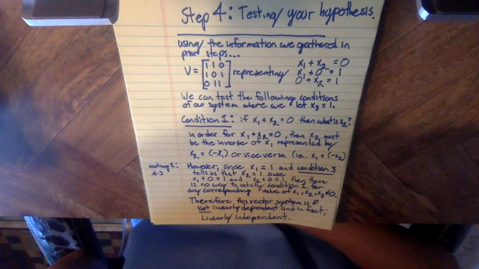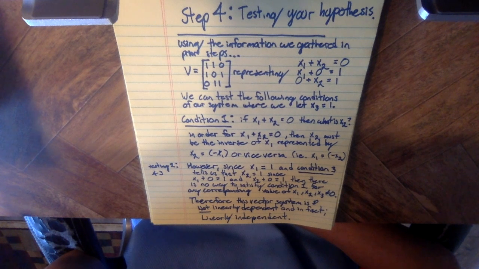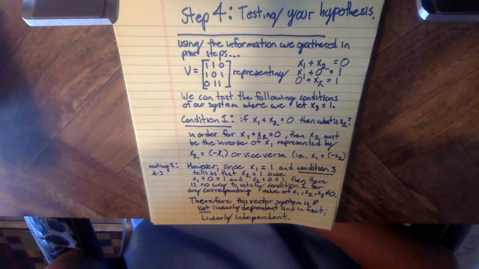So in step 4, where we're testing it using the information we gathered in the prior steps, we can test the following conditions of our system, where we let x3 equal 1. So in condition 1, we see that x1 plus x2 is equal to 0. So if x1 plus x2 is equal to 0, then what is x1 and x2?